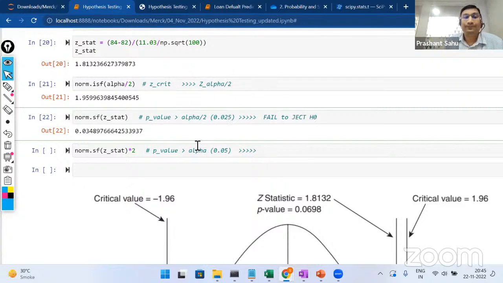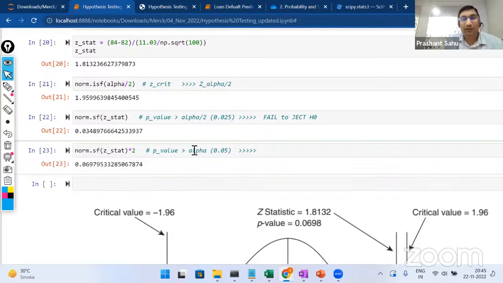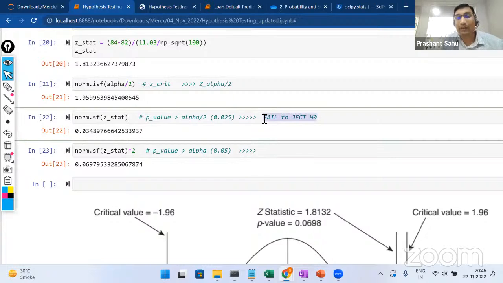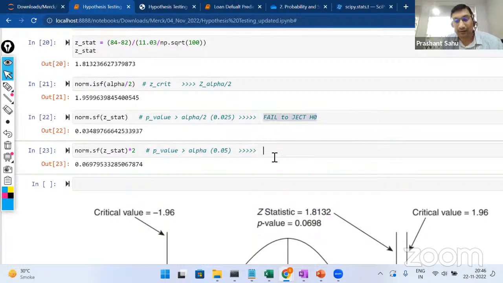Absolutely. Or if you want to compare with the total alpha, then you have to double that p-value to compare it with the total alpha. So your total cumulative evidence coming from this sample is 7%, roughly 6.97, close to 7%. So you have 7% evidence in favor of the null hypothesis. So you again fail to reject the null hypothesis.